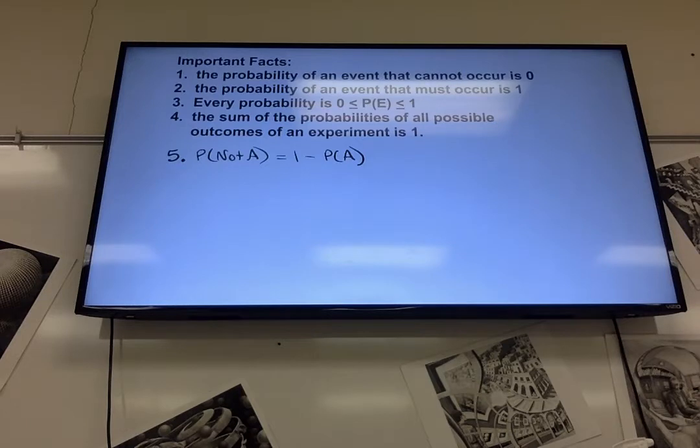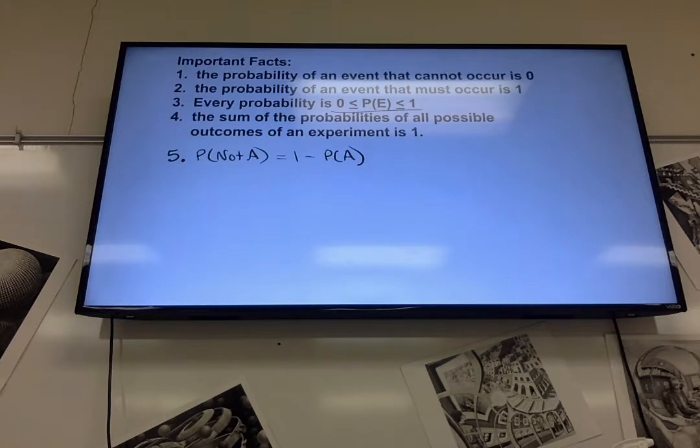Okay, so the first one talks about the probability of an event that cannot occur is zero. So if you get zero for a probability, then you should be able to look back at it and think, oh, well, this couldn't happen. Probability of an event that must occur is one. So when you look back at one that has a one, you should say, oh, yeah, this is for sure going to happen. Number three, all probabilities lie in between those two numbers.